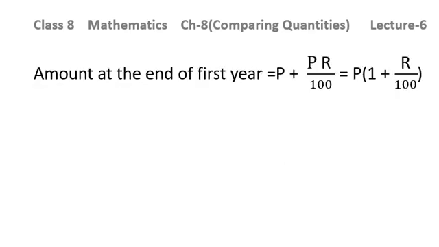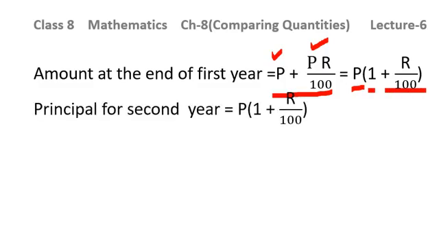And now the amount, we know, we need to add to the principal. So the principal was P, and the interest we have calculated is PR over 100. Now I have taken P common from this complete expression. If I take P common, then what will be left inside the bracket? It will be 1 plus R over 100.